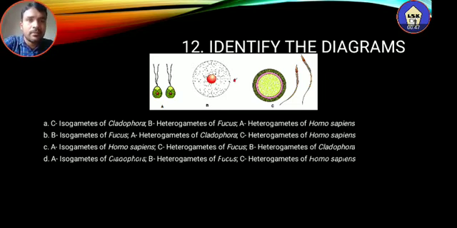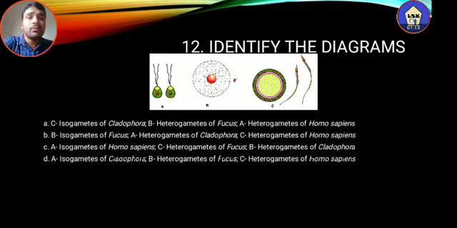So just see the diagram. Diagram A consists of similar type of gametes, morphologically similar. One is male, another one is female, but that cannot be differentiated so easily just by observing their morphological features. So this should be isogametes. Diagram A represents isogametes, but isogametes of which organism? Whether it is of Cladophora or Fucus or Homo sapiens.